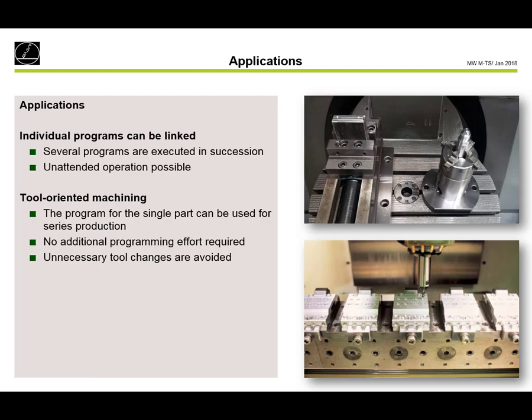So what can we do with pallet programming? At first we can link simple individual programs. You see here I have workpiece 1 on the left side and workpiece 2 on the right side, and these workpieces I can link together with a pallet machining. So I do not need a pallet changer. I can also use a pallet file for programming on a machine without a pallet changer.